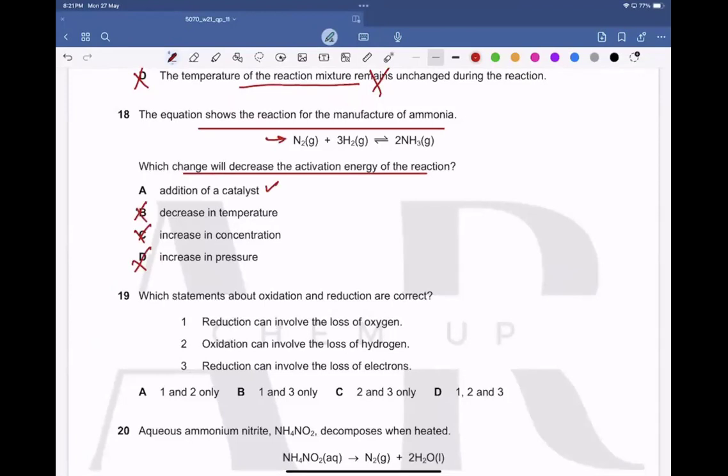Now, question number 19. Which statements about oxidation and reduction are correct? Reduction involves the loss of oxygen. Yes, it is. Oxidation involves the loss of hydrogen. Yes, it is correct as well. Reduction can involve the loss of electrons. No, it's not correct. So 3 is wrong, which makes B, C, and D wrong, and A is the correct answer.